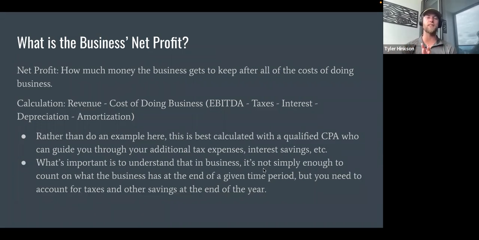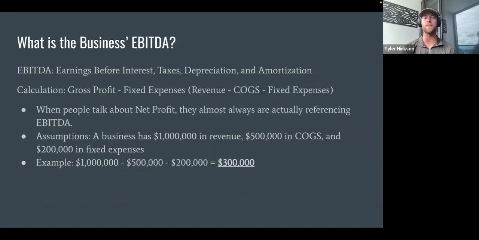But what's important is to understand that in business, it's not simply enough to count on what the business has at the end of a given time period. You need to account for taxes and other savings at the end of the year. So for example, with EBITDA, if you have $300,000, chances are you're going to have to pay taxes on that. And it's just good to keep in mind, I don't actually get to keep all $300,000 of this. I'm going to have to pay probably some of it in taxes unless I'm super good working with a CPA and I can write off $300,000 worth and I don't have to pay any taxes, etc.